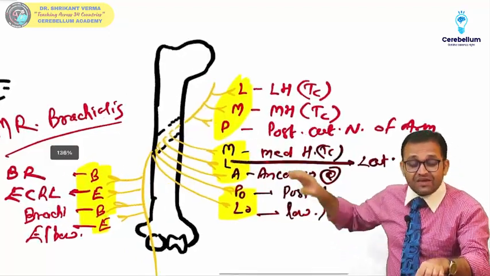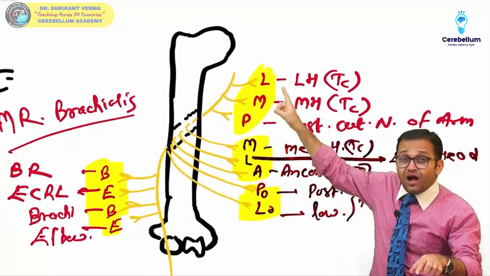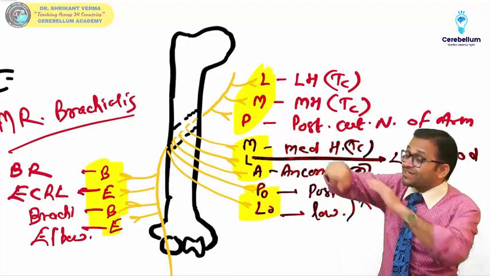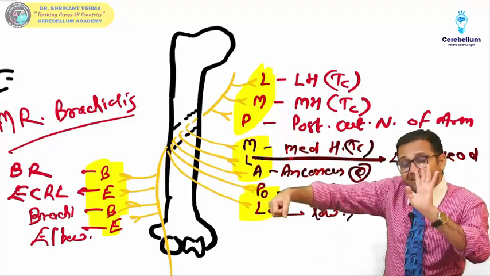But if the patient has an injury at the radial groove, then our lateral head and medial head are normal, triceps is normal, so elbow extension will be near about normal.